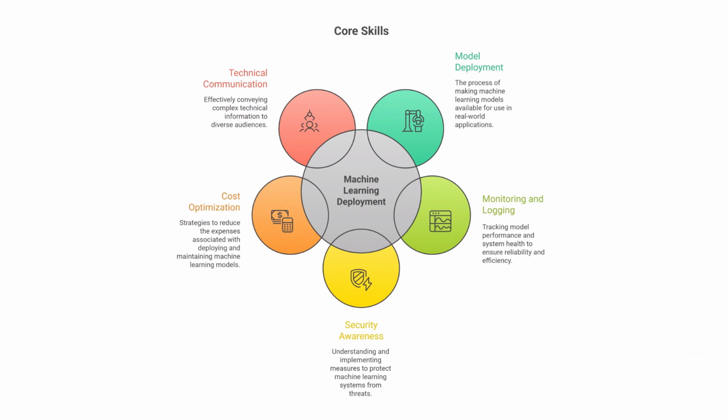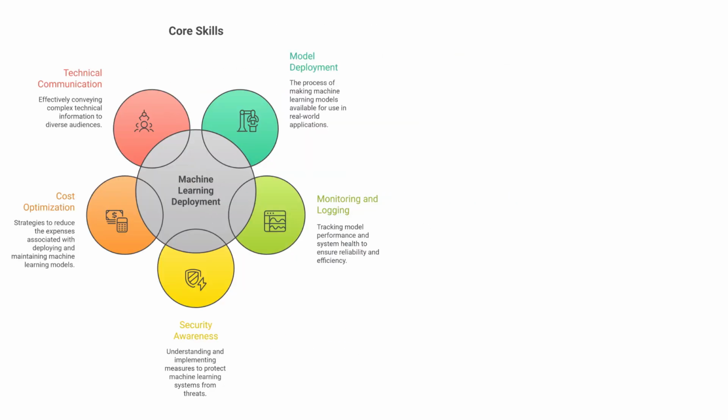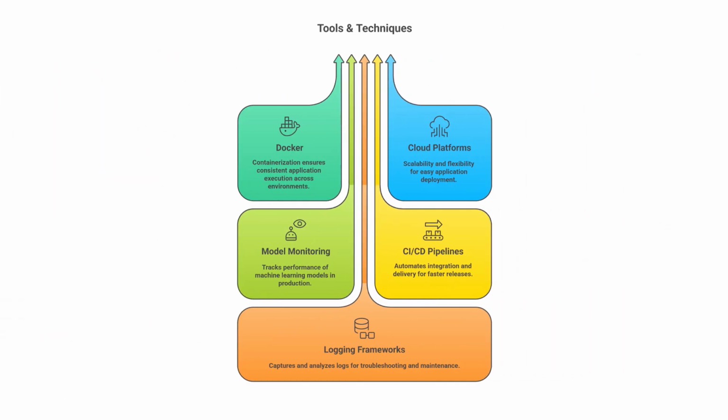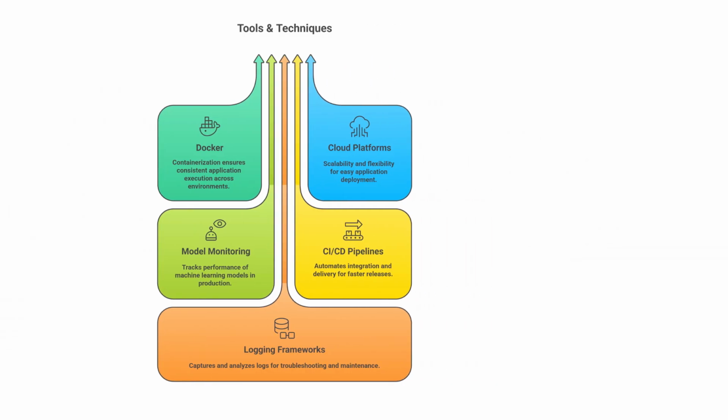Core skills. Core skills focus on operational excellence and professionalism. These skills ensure AI systems remain reliable and scalable. They separate hobby projects from production systems. Tools and techniques. These tools support scalable and secure AI operations. Techniques emphasize monitoring, automation, and feedback loops. They are critical for enterprise environments.